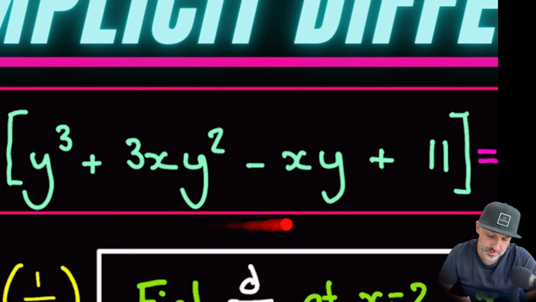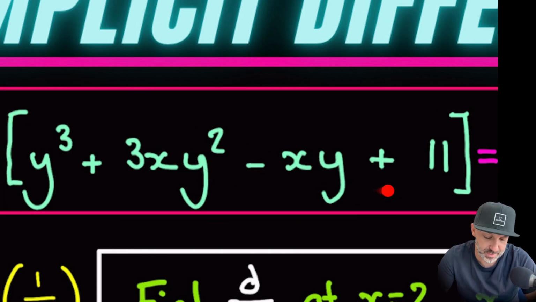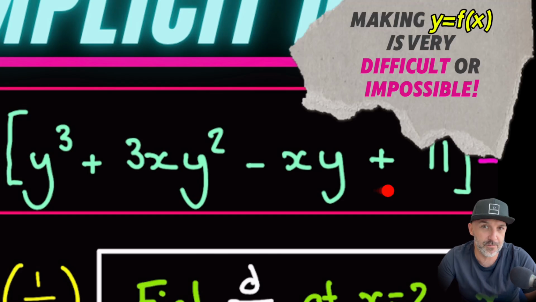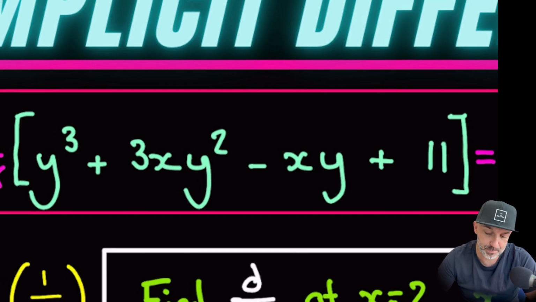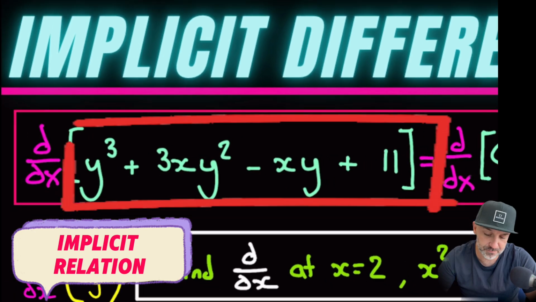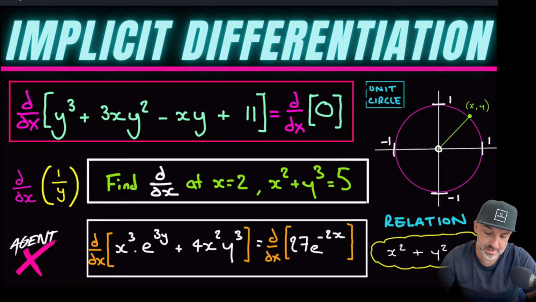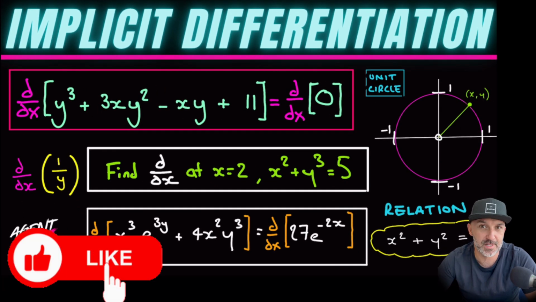If you have a quick look at this expression here, we cannot make y the subject of the expression, therefore making y a function of x almost impossible in most cases. This is known as an implicit relation, and in order to differentiate that and find the gradient at a given point requires a few steps. Let's dive in.